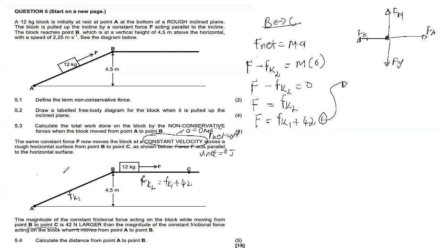That means we can now have this as our equation number 1. So we have the force is equal to FK1 plus 42. What I just did here is change the FK2 and express it in terms of friction number 1. So friction number 1 plus 42 is the same as friction number 2.